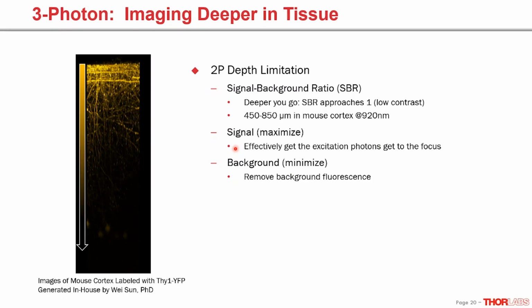If we look here to the left, this is actually a 2P image of some mouse cortex. And what I want to point out is if you look at the top here, you can see that the contrast is very, very high. But as you go deeper into the sample, the contrast sort of deteriorates and it becomes very, very low.